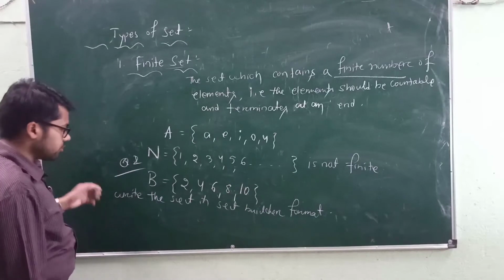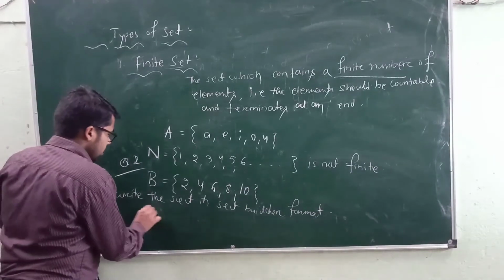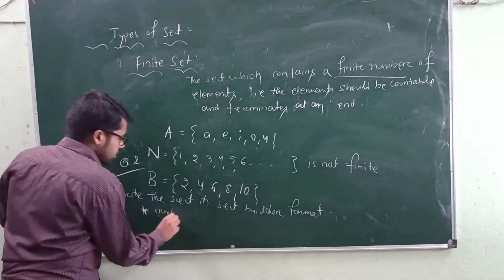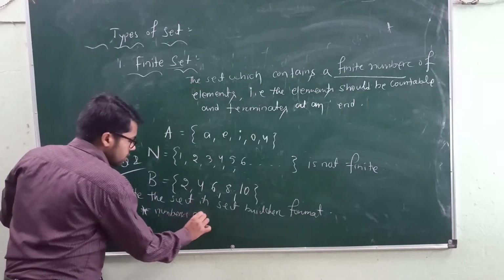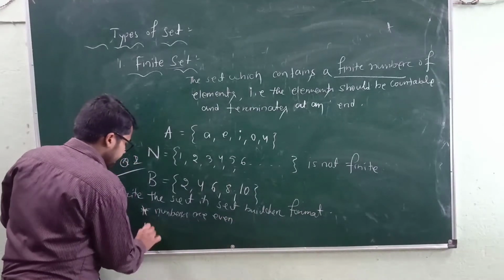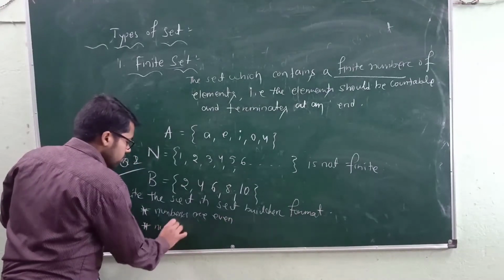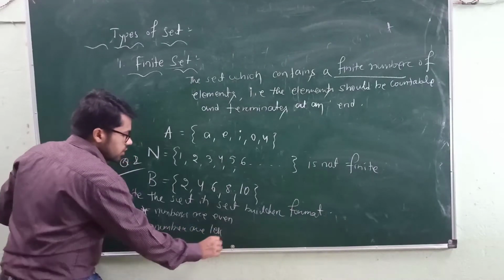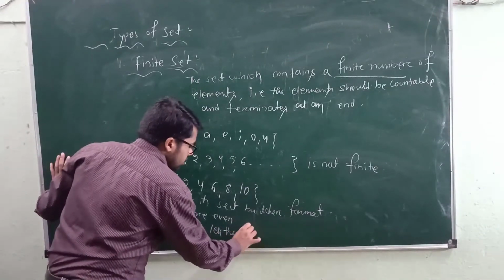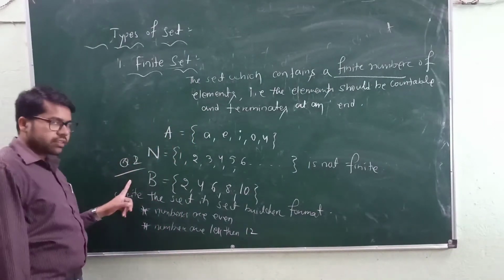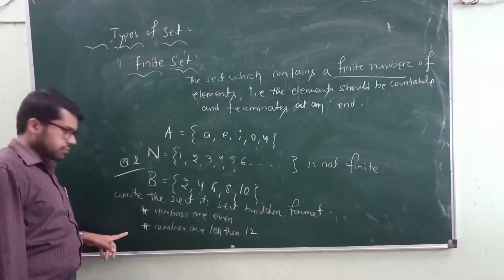So this is a hint for you. The hint is: numbers are even, and the second hint is: numbers are less than 12. Try to write the answer using these two hints.